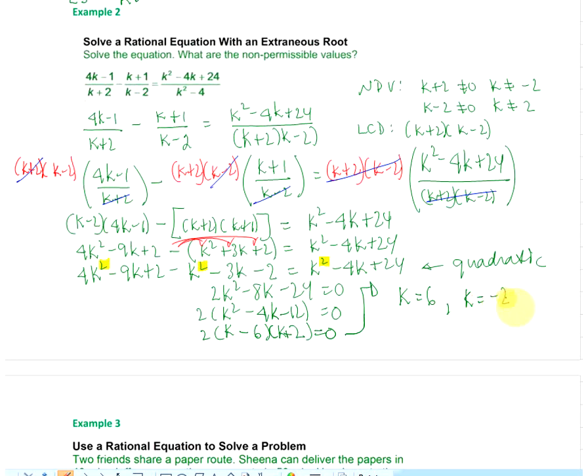All right, now let's go back to our non-permissible values. Okay, we know that k can't be negative 2 and it can't be 2. And take a look, one of our solutions is that k is negative 2, so we have to reject this one. Okay, and so our answer is k is equal to 6. Okay, so the negative 2 is your extraneous root. Okay, so it's the root that you get that isn't a possible answer, because of your non-permissible values that you have up here.